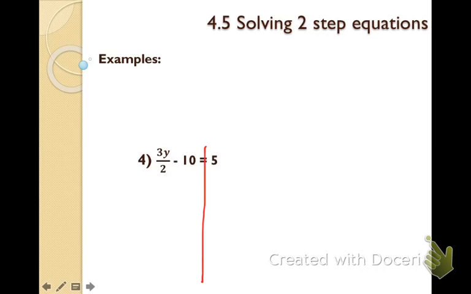I need to isolate the variable term, which is this whole thing. The reason it's not by itself on the left side is because there's a minus 10. To get rid of minus 10, the inverse operation is plus 10. Need to follow the golden rule and do it to both sides. Inverse operations cancel, so on the left side I'm left with 3y over 2. On the right side I have 15.